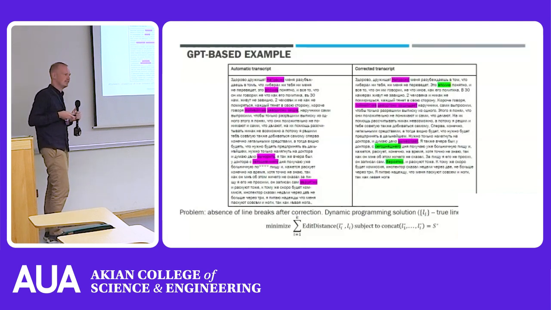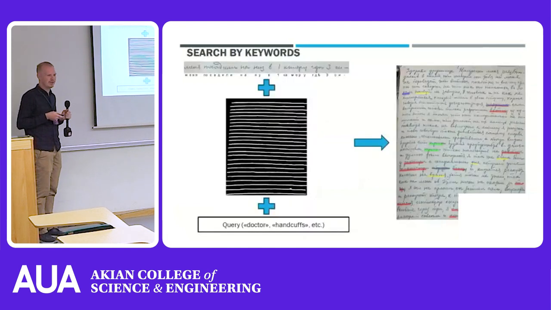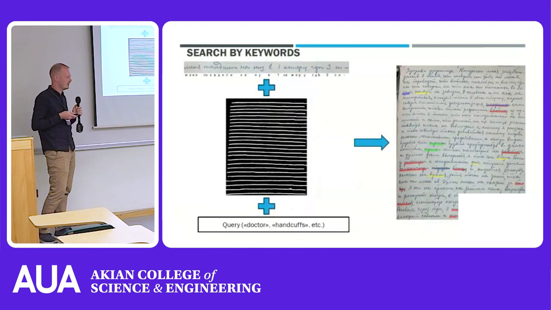And another problem is that GPT produces the output as one portion of text without line breaking. So we invented some sort of dynamic programming, very similar to edit distance, just to set line breaks in the proper place of our text, and minimize the edit distance, not between the whole text, but paying attention to line breaks, line by line. In fact, it was a preparation for navigation systems for our colleagues from the humanities, historians and philologists.